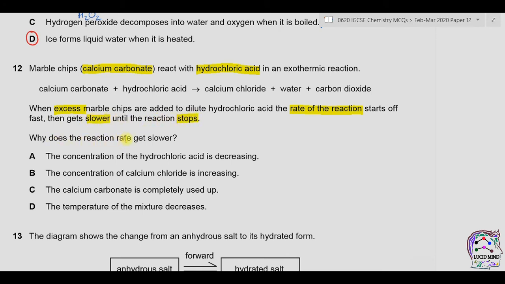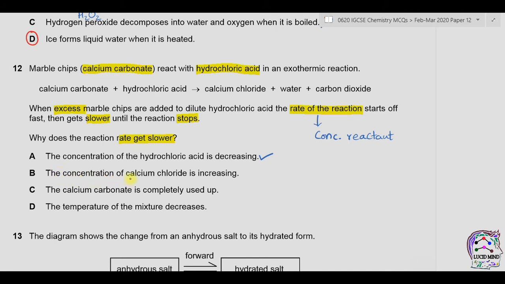Why does the reaction rate get slower? Now rate of reaction depends upon the concentration of the reactants. Greater the amount of reactants, faster will be the chemical reaction. A. The concentration of hydrochloric acid is decreasing. With the passage of time, the concentration of both HCl and calcium carbonate is decreasing. Now calcium carbonate is in excess, so therefore A is correct option.